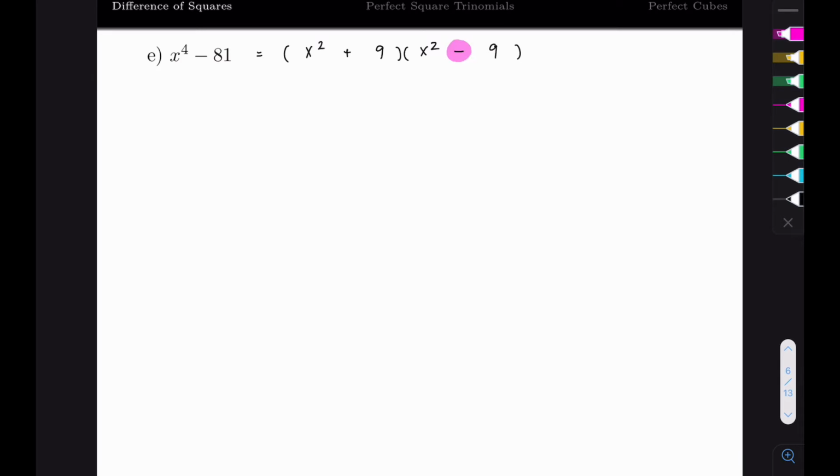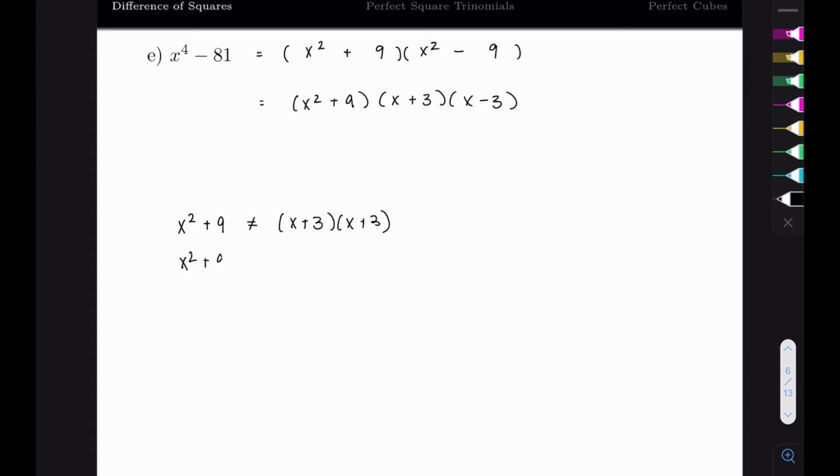It's this minus that makes it possible because the outer and inner will cancel. So really from here, we can keep going. This is x squared plus 9, and that will factor into (x plus 3) times (x minus 3). Because the inner will be positive 3x, and the outer is negative 3x to cancel and leave you just with the x squared minus 9. So this is something you have to be really careful about. If you have x squared plus 9, it does not factor into (x plus 3) times (x plus 3).